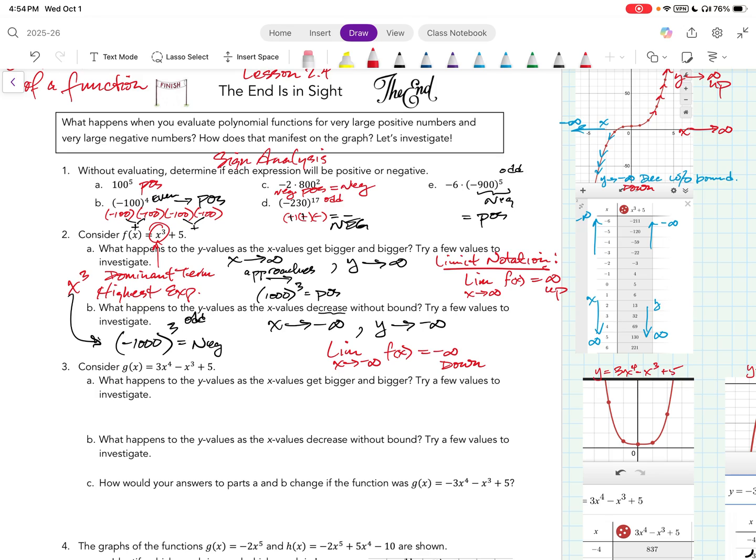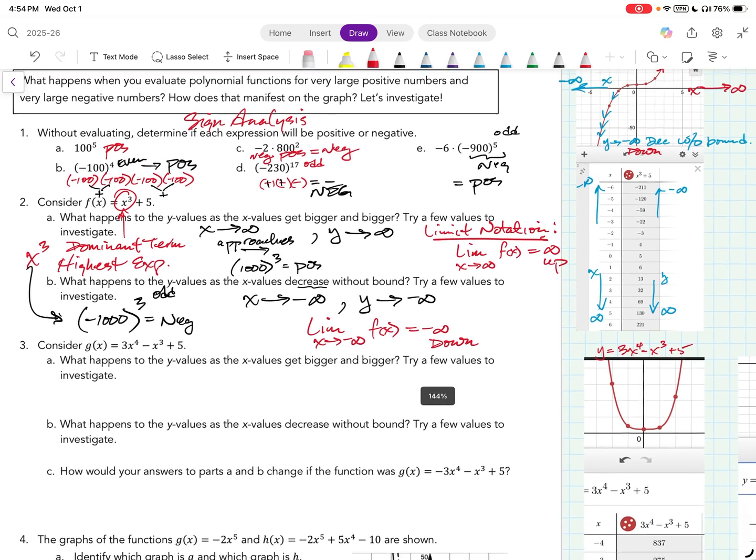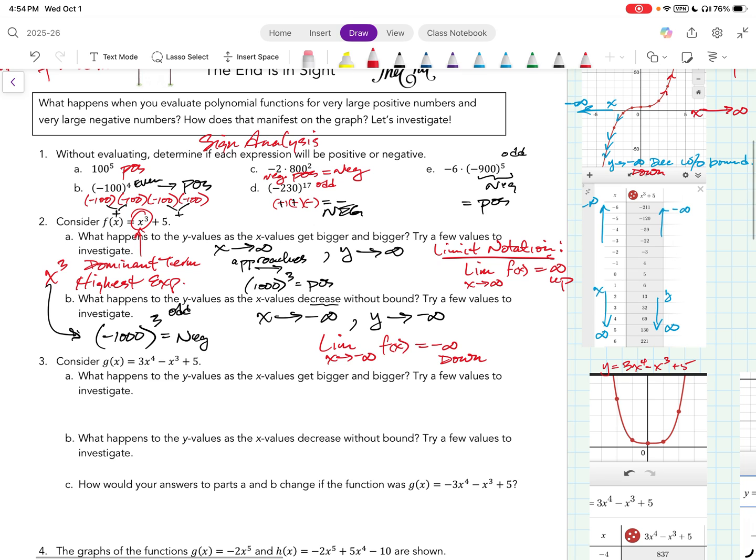So what we have to do is understand what's going on with the y values of the function as x gets bigger to the right or smaller to the left.